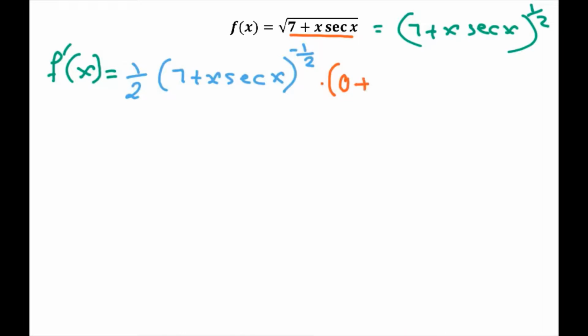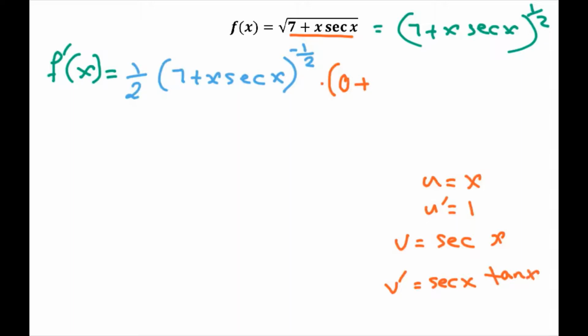The derivative of x secant x: we call u as x, and u prime is 1. V is secant x, v prime is secant x tangent x. So you are going to go here and say, okay, u prime v plus u v prime. Okay, so now you can simplify.